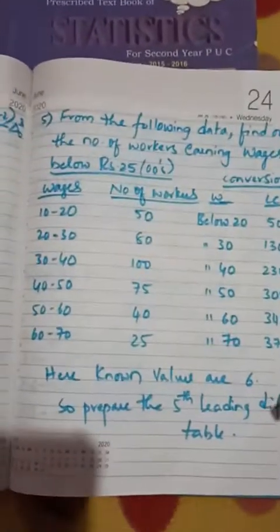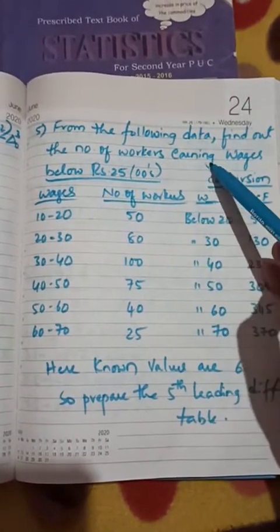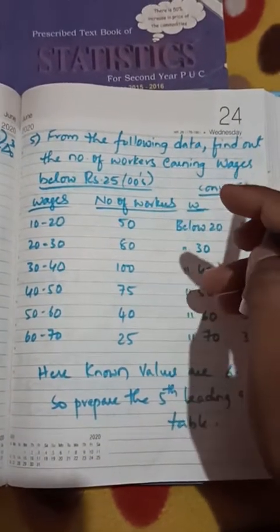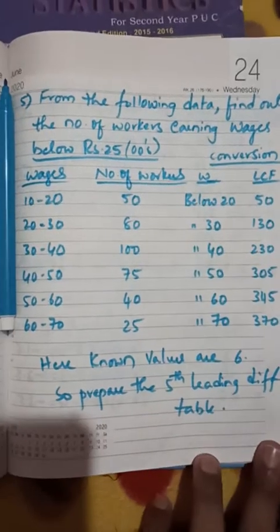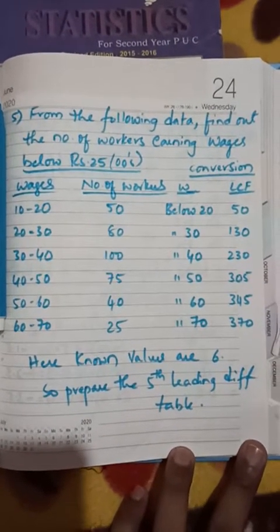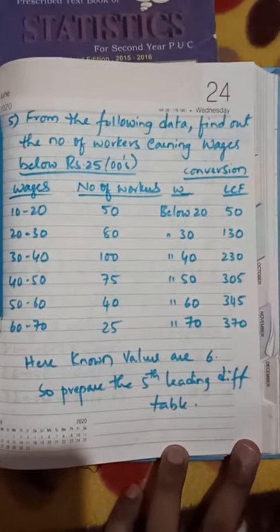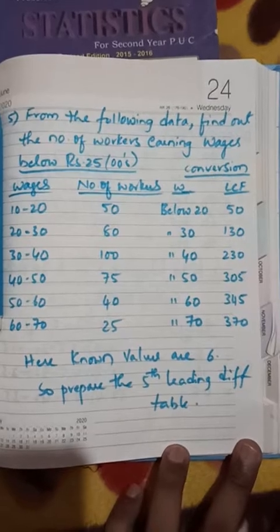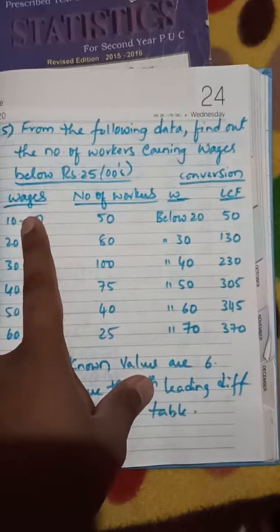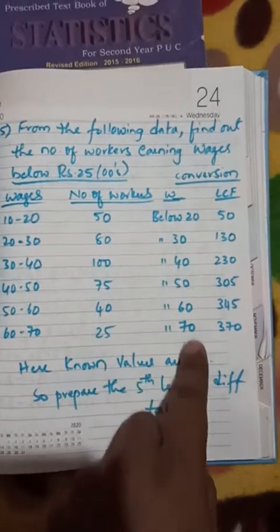See, I have given one more problem as an example. Following data, find out the number of workers earning below rupees 25. Below is asked, but the wages are given in regular class intervals and the frequencies are also given in regular frequencies. Convert that first. Below is asked, so convert this also to below 20, below 30, below 40, below 50, below 60, below 70.